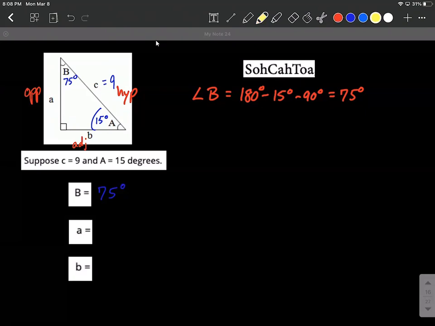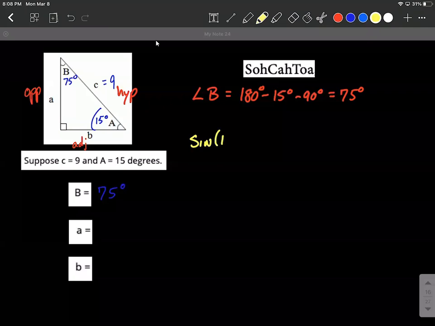So if I want to find A, that would be the opposite involved with the hypotenuse. So sine of 15 degrees is going to be our opposite, A, over the hypotenuse, 9. We have an equation where we want to find what A is. We just need to get rid of that dividing by 9, so I'm going to multiply both sides by 9, canceling those out, and that puts A on one side all by itself. So we have 9 times the sine of 15 degrees.